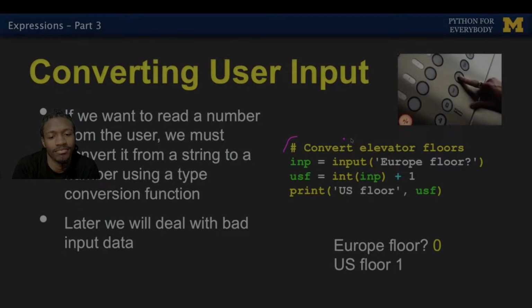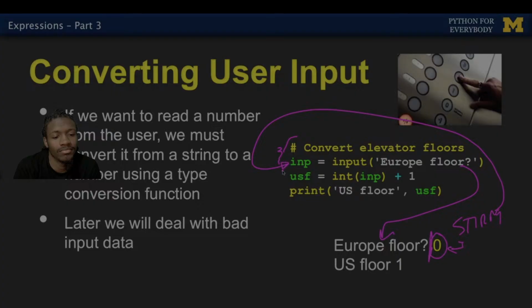A comment: convert elevator floors. That has nothing to do with Python, it has to do with you or me reading about this. Then input. Remember, input prints out the prompt and then pauses and waits. Then we type, and then we type the enter key, right? And then this 0, this is a string. The string ends up in the variable inp. And then it continues. Then we say usf equals int of inp.